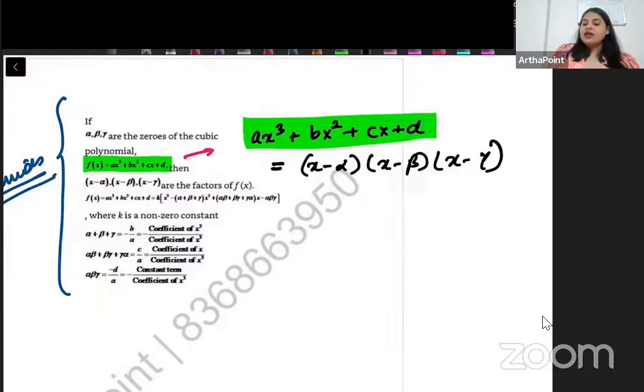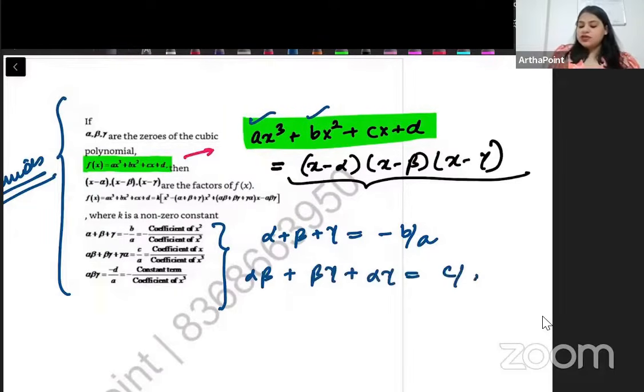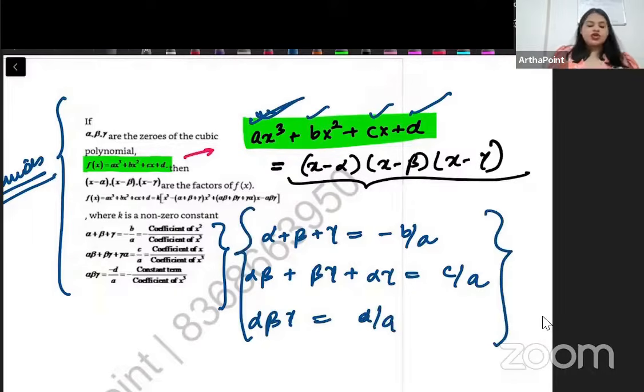Now we are saying that if alpha, beta, and gamma are the 3 roots, then these are the 3 rules that should be satisfied. The sum of the zeros should be equal to minus b by a. The products of the zeros taken two at a time summed up, alpha beta plus beta gamma plus alpha gamma, should be c by a. And the product of the 3 roots should be d by a. So these are the 3 rules that should be satisfied if you have a cubic equation.